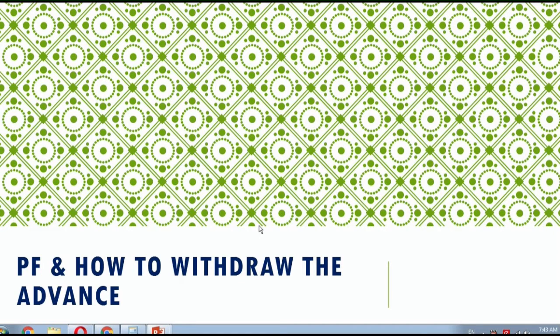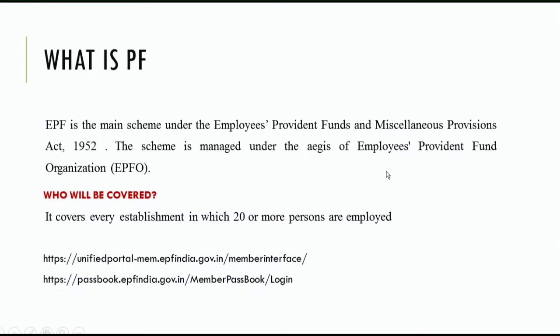Today I am talking about Provident Fund, how to withdraw the advance from the Provident Fund. Firstly, let's talk about what actually a Provident Fund is. Provident Fund is the main scheme under the Employees Provident Fund and Miscellaneous Provision Act 1952. The purpose of this scheme is to provide financial freedom and old age benefits for the employees who have registered with this organization. Firms which have less than 20 employees can opt out from registering their employees with EPFO.